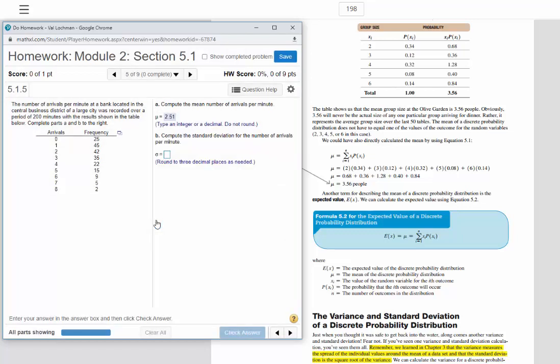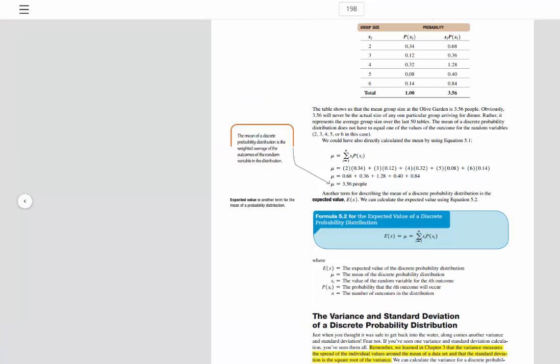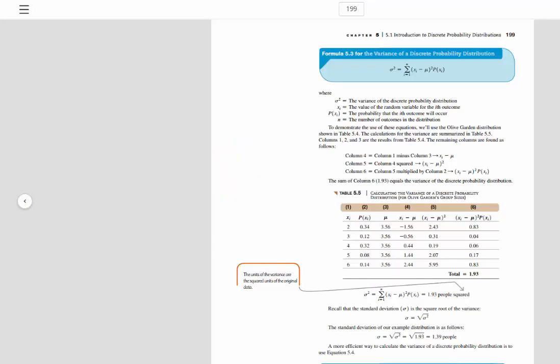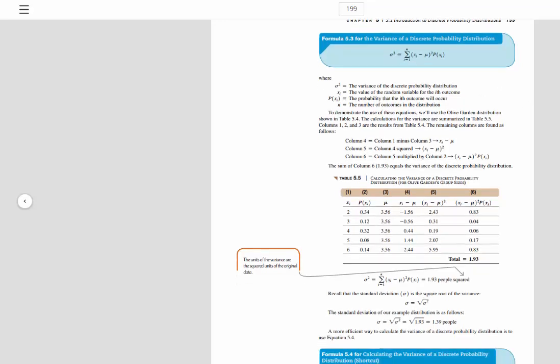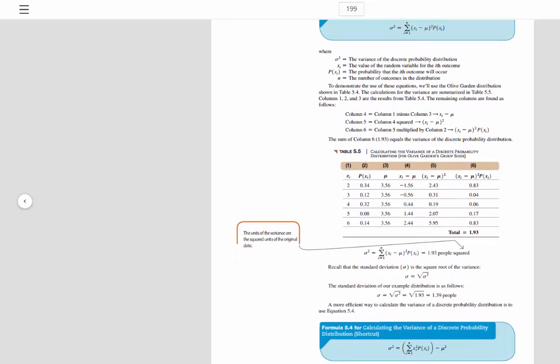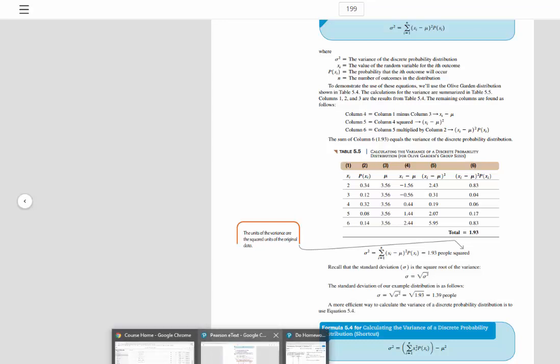So the next question says, compute the standard deviation for the number of arrivals per minute. Okay, let's go ahead and go to the next page. And here we have two formulas. We're going to use both of them. Here's one formula up here, formula 5.3, which is the definition of variance. And then we also have formula 5.4, which is the computational formula for the variance of a discrete probability distribution. It says shortcut. We're going to use both of them.